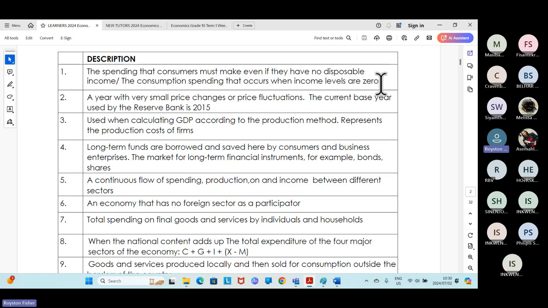The second concept they give us here is a year with very small price changes or price fluctuations. The current base year used by the Reserve Bank is currently 2015. Does anyone have an answer for this one before I share my answer? Please post your answers in the chat. It's going to make it very easier if you do not want to speak via the mic, because I'd like everyone to be interactive throughout the session, please.